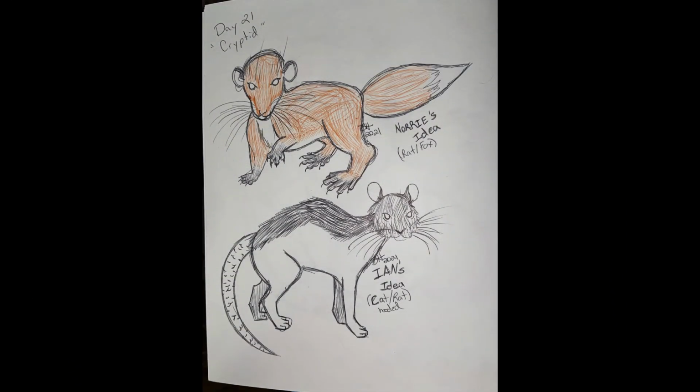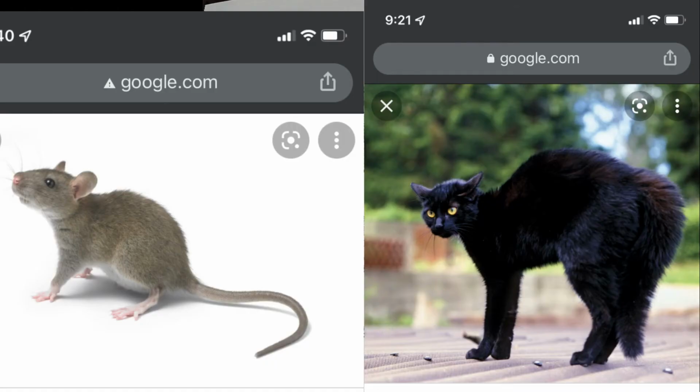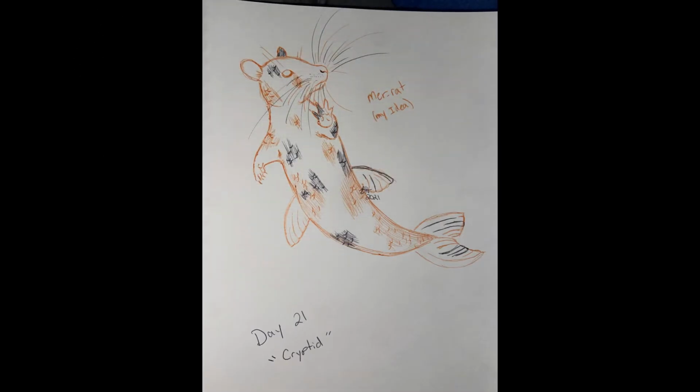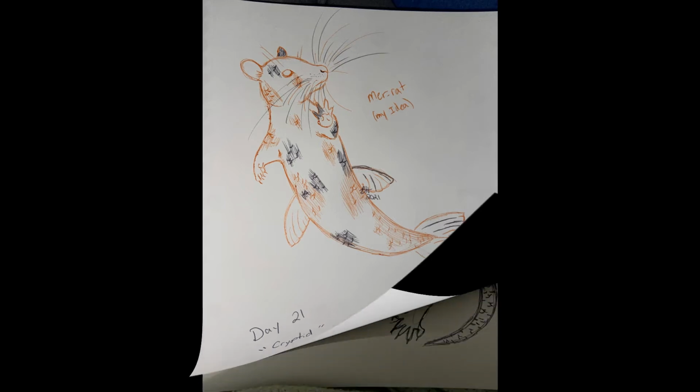So this day was Cryptid Rat, and cryptid was referring to mythological creatures or creatures that we believe exist but have no proof exist, things like Nessie, Bigfoot, that sort of thing. So I actually asked my kids to make up some, and the fox idea was my daughter's, then the cat idea was my son's, and I have the reference photos for those. And then the last one is mine, and I really had fun making this koi fish inspired mer rat.